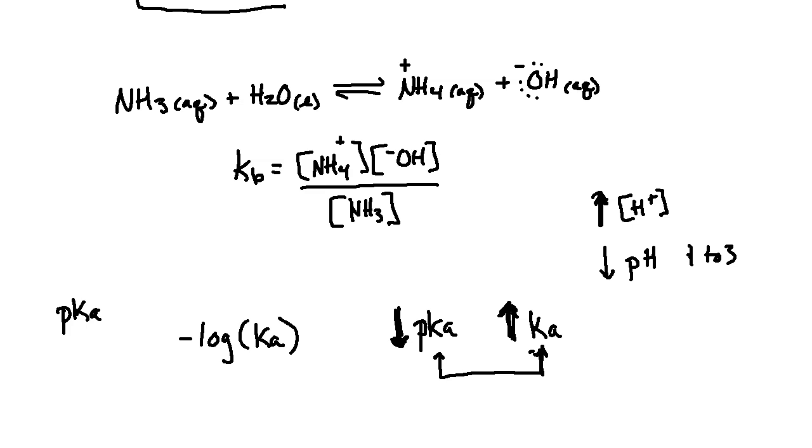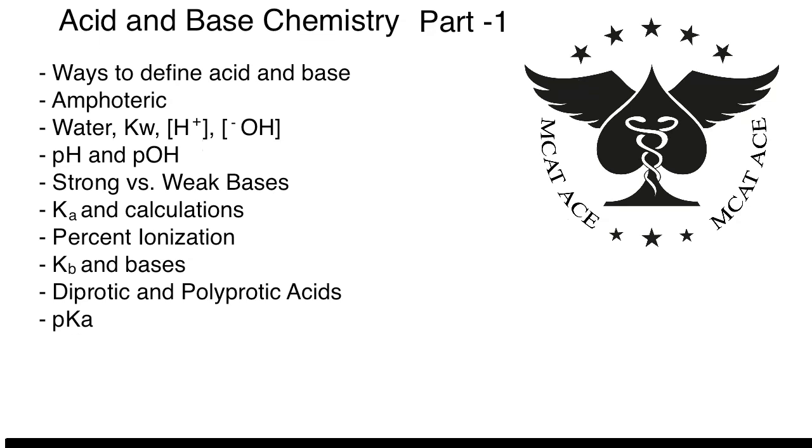All right, so that wraps up the first lecture on acid-base chemistry. We've talked about ways to define acids: Arrhenius, Bronsted-Lowry, and the Lewis. We talked about being amphoteric, which means you can have either an acid or a base behavior, depending on the solution and the situation you're in. We talked about water, Kw, right, 10 to the minus 14th. And H+ and OH- and how they play into that. We also talked about pH and pOH and related those to the concentration of the H+ and the hydroxide ion.